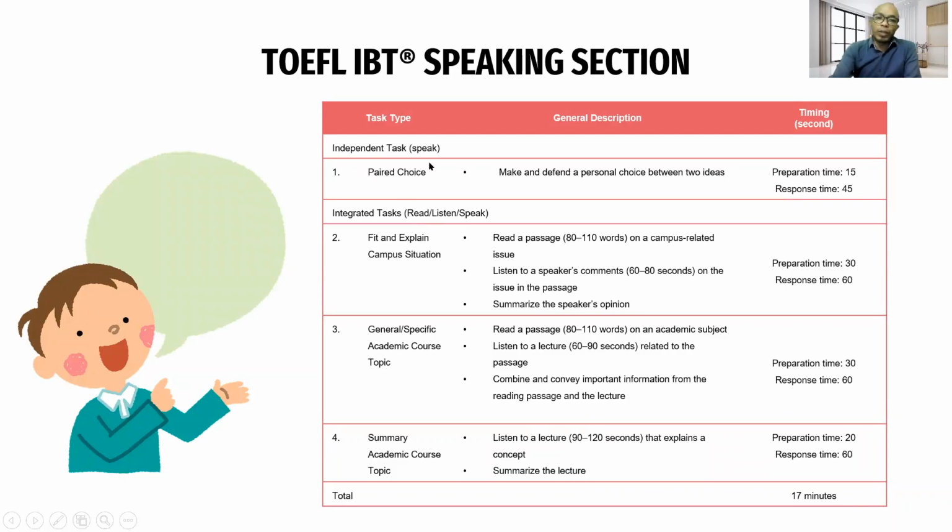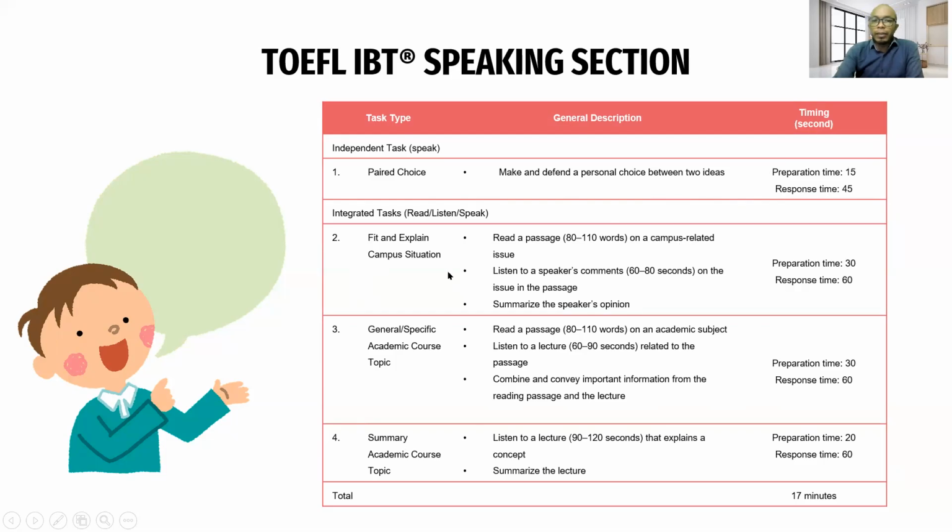As we have discussed in our previous lessons, the speaking section of the TOEFL iBT consists of 4 questions: the independent question and the 3 integrated questions. The first question is called the paired choice, which will ask you to make and defend a personal choice between 2 ideas. Don't forget about the timing. You'll have 15 seconds to prepare your answer for this question and 45 seconds to respond.